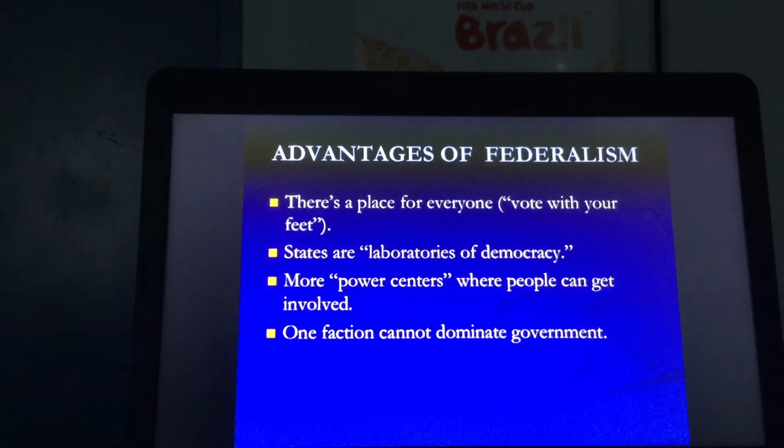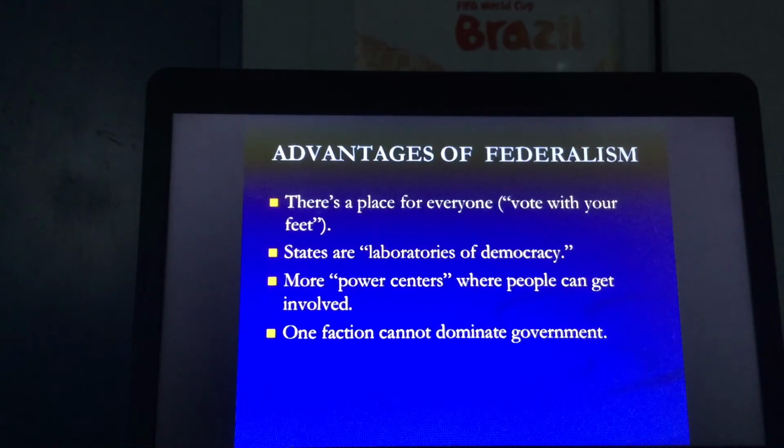States are laboratories of democracy, and a laboratory is where you do an experiment. And so each state can experiment with a different policy, and if one state tries something and it works, then other states will do it. And if a state tries something and it doesn't work, then we all realize it's a bad idea and we drop it. So instead of the whole country having to try something, one state can try it as kind of an experiment.